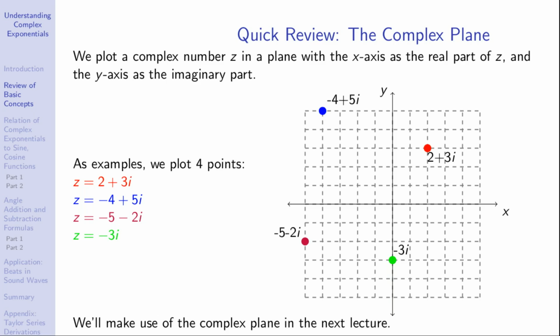And lastly, let's look at the green dot. z equals minus 3i. Here, the x-coordinate is 0 and the y-coordinate is minus 3. We'll make use of the complex plane in the next lecture.